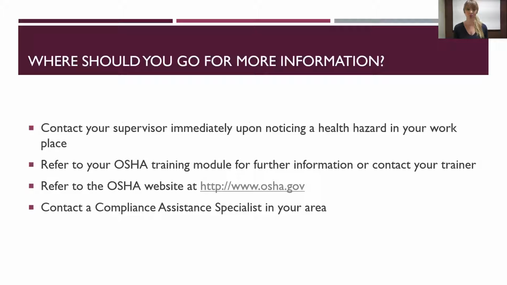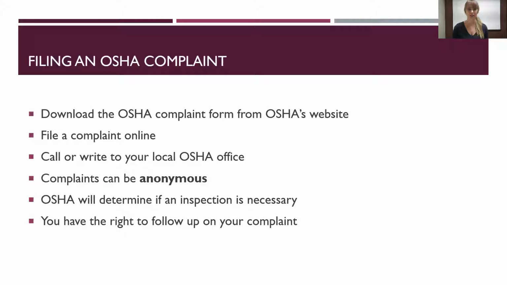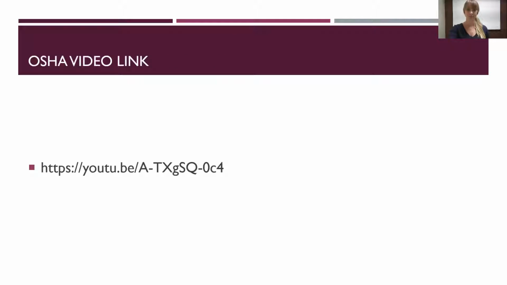So where should you go for more information? You can contact your supervisor immediately upon noticing a health hazard in your workplace. Also refer to your OSHA training module for further information or contact your trainer. That's me. Refer to the OSHA website at this link or contact a compliance assistance specialist in your area. So how do you file an OSHA complaint? Download the OSHA complaint form from OSHA's website, file a complaint online. You can call or write your local OSHA office. Complaints can be anonymous. OSHA will determine if an inspection is necessary. You have the right to follow up on your complaint.